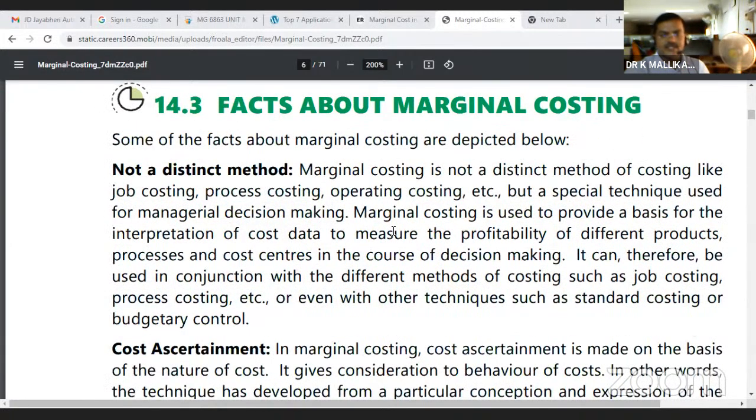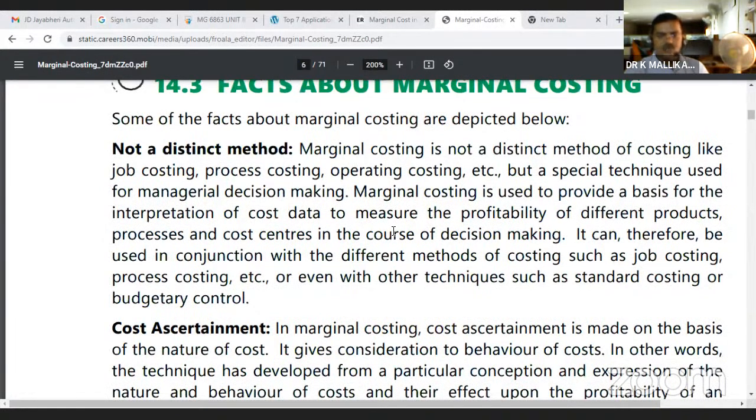So what are the limitations? Sometimes it's not possible to segregate or classify all expenses into variable and fixed. Sometimes it's a semi-variable or semi-fixed cost, so depending upon the nature, it is very difficult.